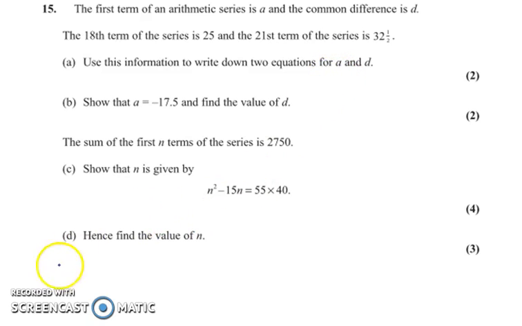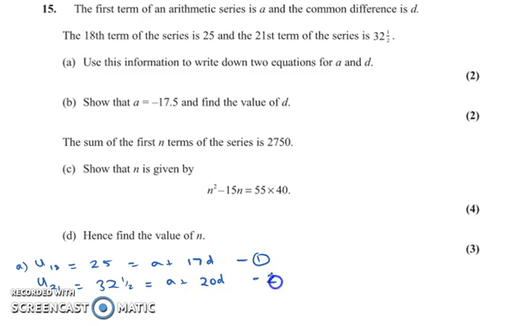So we've got the 18th term, U18, is 25. And we know that this is a add n minus 1, which is 17d. That's our first equation. And then we're also told the 21st term, u21, is 32 and a half. Not a nice number. And that also equals a add 21 take away 1, 20d, giving us the second equation. So that's part A done.